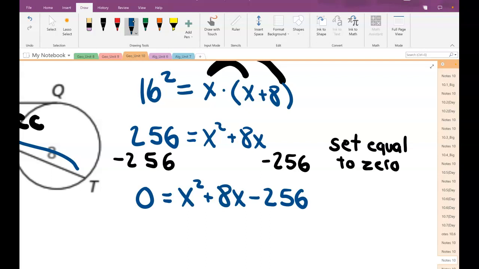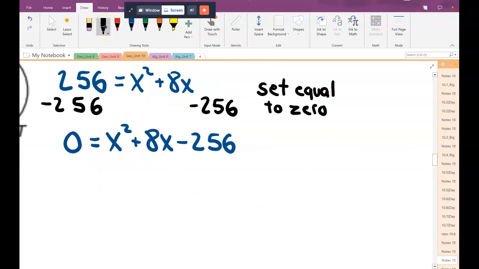Now we have a quadratic. We have x squared plus 8x minus 256. That's what a quadratic is when it has an x squared term to start. Whenever you have something like this, and we dealt with this a little bit last week, you have two options. You can either try factoring this, and if it's not factorable, you have to use the quadratic formula. So I'll put your instructions again off to the side.